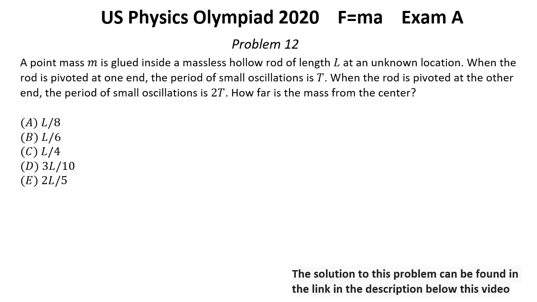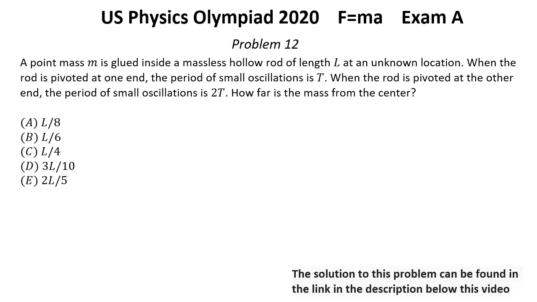Problem number 12. A point mass M is glued inside a massless hollow rod of length L at an unknown location. When the rod is pivoted at one end, the period of small oscillations is T. When the rod is pivoted at the other end, the period of small oscillations is 2T. How far is the mass from the center? Solution for problem number 12.